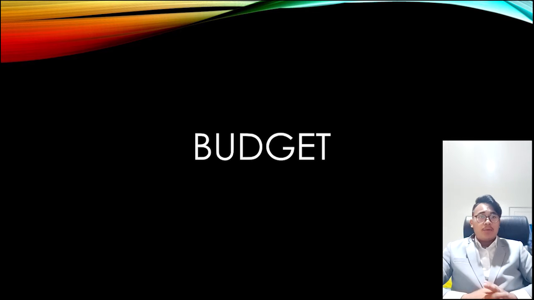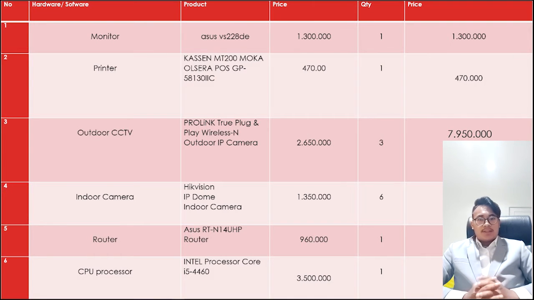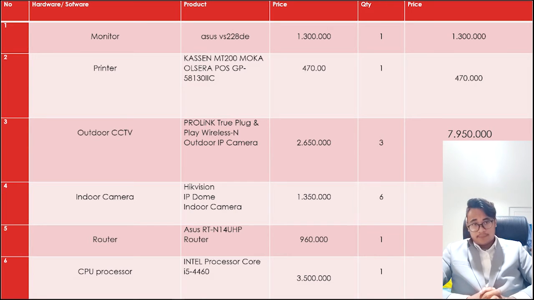So in this slide, I will be talking about the budget and the cost of the material. First, we have the monitor. It costs 1,300,000. The second one, we have the printer. It costs 470,000. The third one, we have the outdoor CCTV. It costs 2,650,000, and in quantity we have 3 of them. So in total it is 7,150,000.